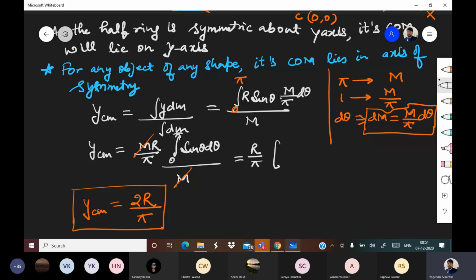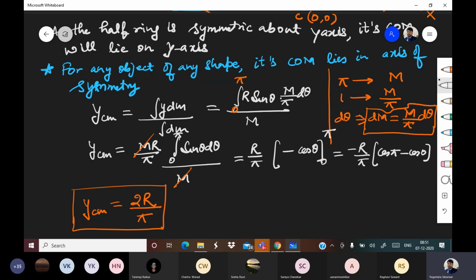Now integration of sine theta will be minus cos theta. Correct? That is the formula. Now you need to put limits. So that will come out to be minus r upon pi, cos pi minus cos 0. And cos pi is minus 1 and cos 0 is plus 1. So minus 1 minus 1 will be minus 2. Minus 2 into minus will be plus 2. So your ycm will be 2r upon pi.